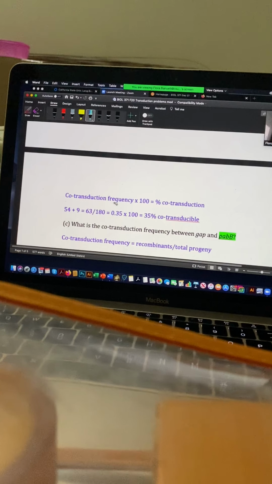So frequency is always less than 1. If you multiply that by 100, you get the percent co-transduction. So these two markers are 35% co-transducible. Okay, are there any questions about that?